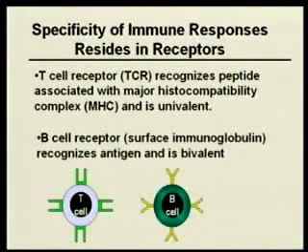In contrast to the B cells, which recognize antigens and are bivalent, so they can recognize two. And they don't need to recognize the antigen in association with the MHC complex at all. So the uniqueness of the T cell is that it recognizes an antigen in context with the MHC molecule, and that it's univalent. And each T cell expresses one receptor type. Well, it expresses many receptors, but it is specific for one antigen, very similar to the B cell.